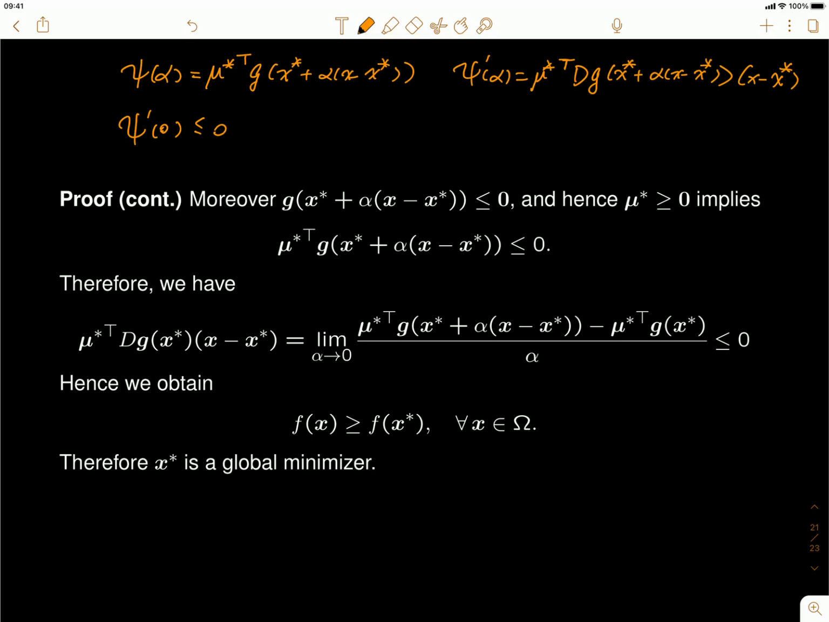All right, and then we know psi prime of 0 will be just setting alpha to 0 in the above. So I have this, times x minus x star, and that's why this must be less than or equal to 0, as we showed here. It's less than or equal to 0, and that is exactly this term, which is less than or equal to 0.